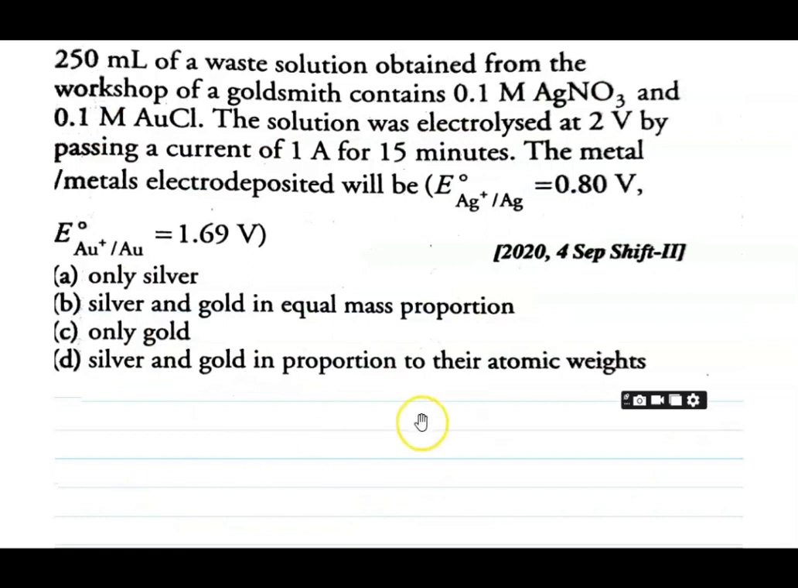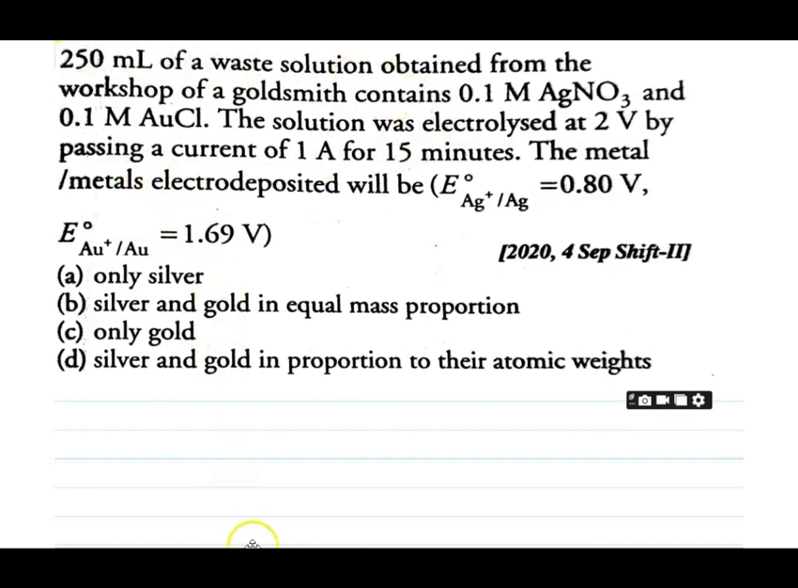So next, simple one. Next question. Here it says 250 ml of the waste solution obtained from the workshop contains 0.1 molar AgNO3 and 0.1 molar AuCl. Silver nitrate is there, gold chloride is there, both are same concentration. The solution was electrolyzed at 2 volts by passing 1 ampere for 15 minutes. He has given the electrode potentials now.